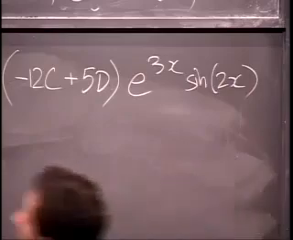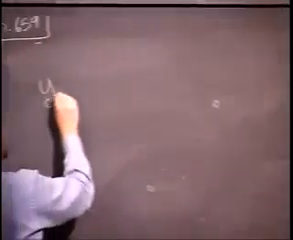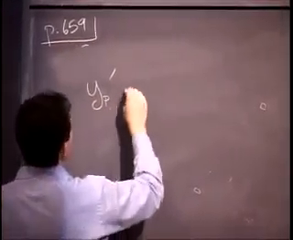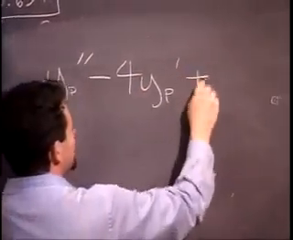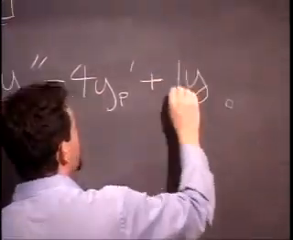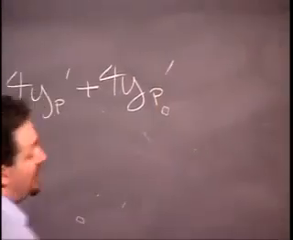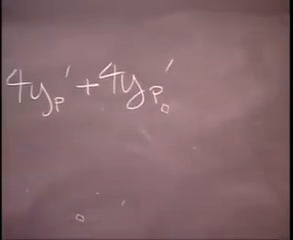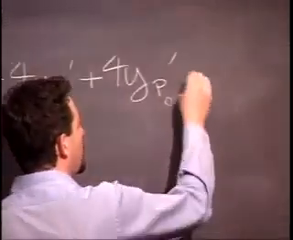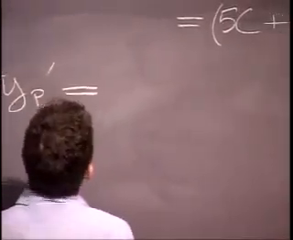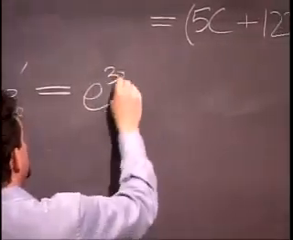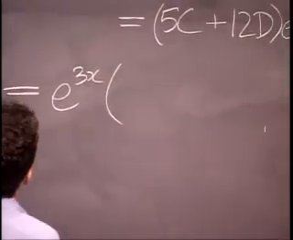Now, time to plug in all the pieces. I need to plug it into the original differential equation: y double prime minus 4y prime plus 4y. And that equals some unholy mess. Well, y particular is e to the 3x. I'm just copying this from above.